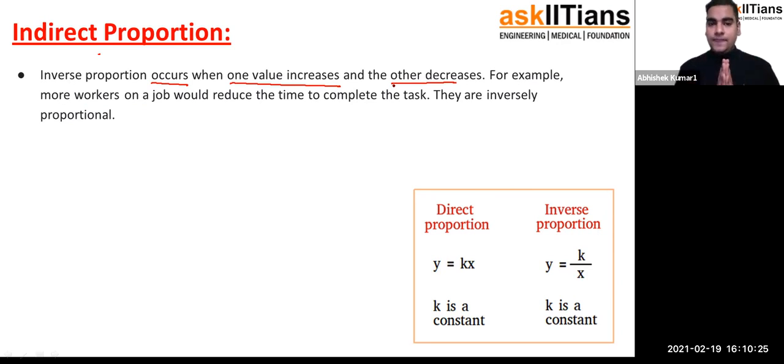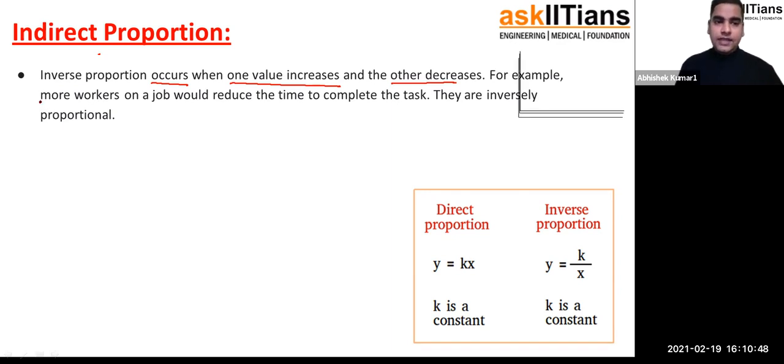Are you getting it? I'm repeating it again. We say indirect proportion or inverse variation is taking place when, on increasing one value, the other value is decreasing, or on decreasing one value, the other value is increasing. Then we say that inverse proportion is taking place. For example, they have given here one very good example.